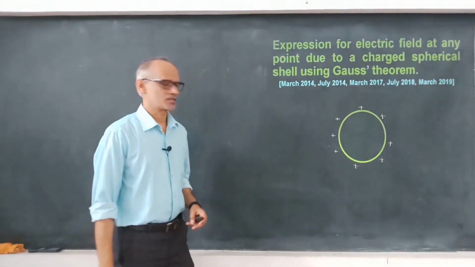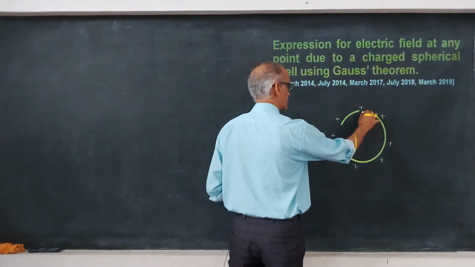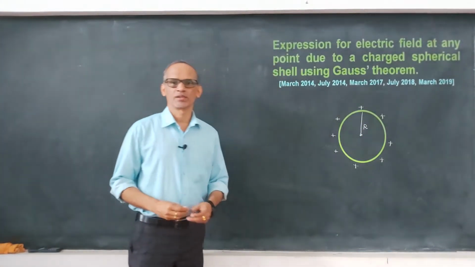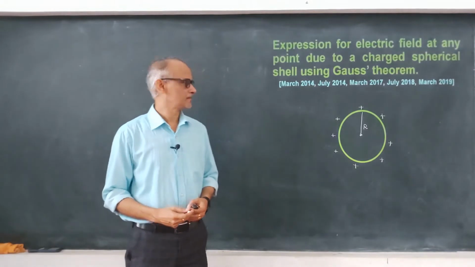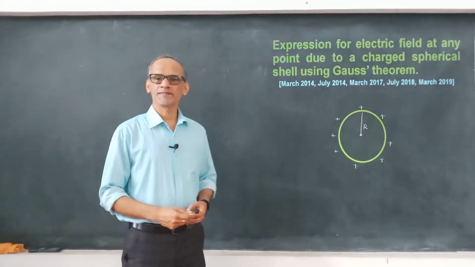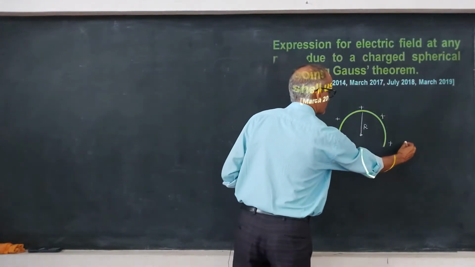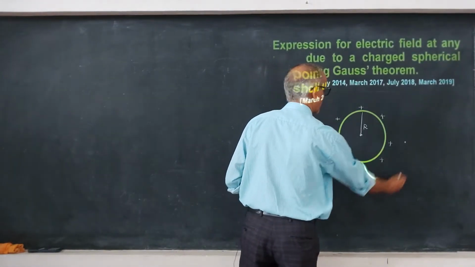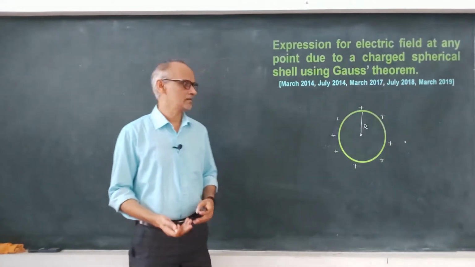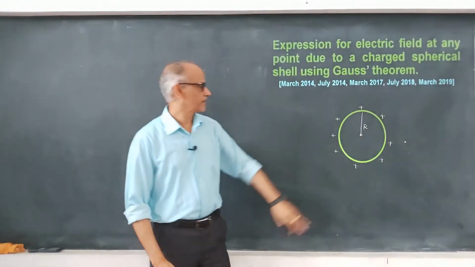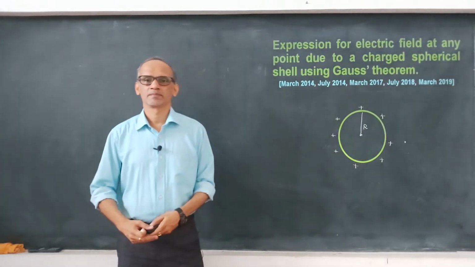Charges are uniformly distributed. Let capital R be the radius of this spherical shell. We want to find the electric field at any point, so we are going to consider three cases: a point well outside, a point very close to the sphere, and a point inside the sphere.